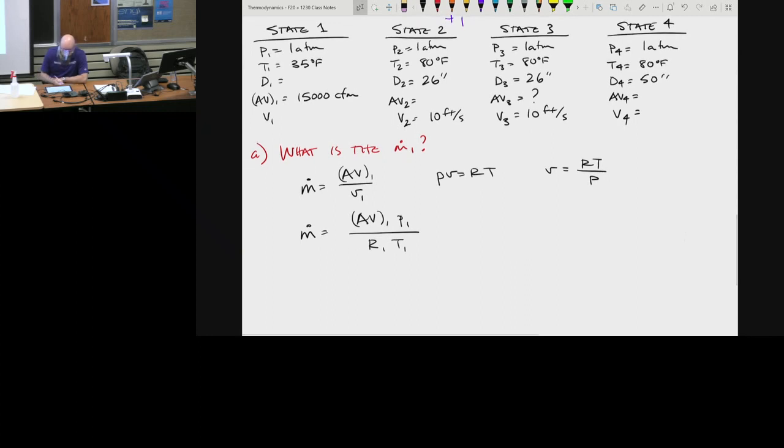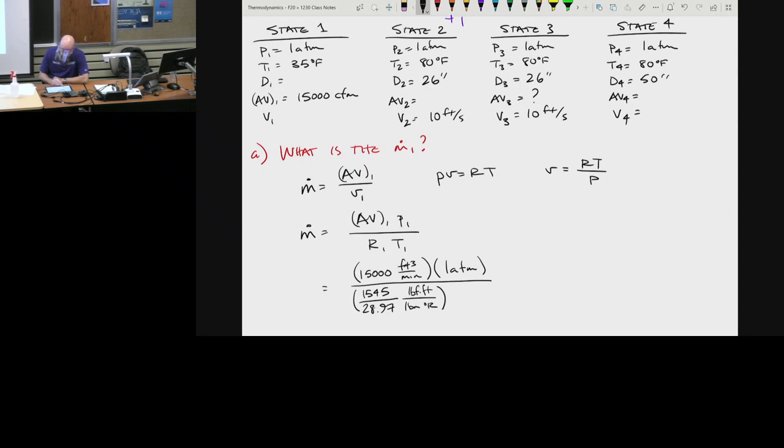So let's do that. I have 15,000 cubic feet per minute. Pressure 1 is 1 atmosphere. R value. Well, this is English, so I'm going to use 1545. That's going to be in R bar. I want to get the bar off of it, so I'm going to divide it by the molecular weight, 28.97. And the units here are going to be pounds force feet divided by pounds mass degree Rankine.